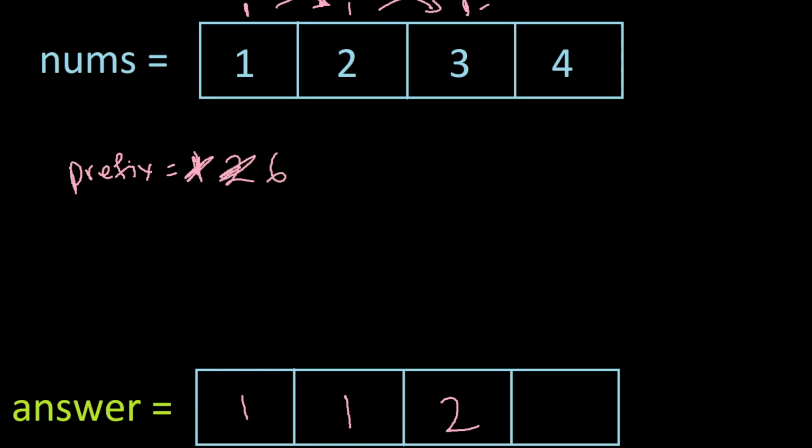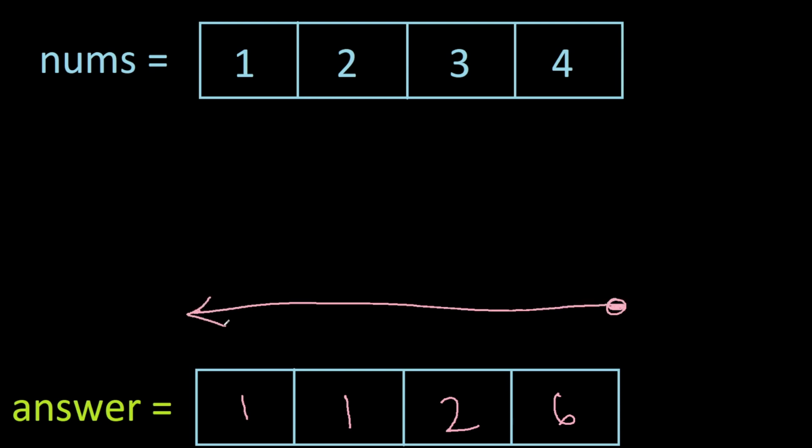And then for the next iteration, when i is currently at 3, which is at this number 4, what we want to do is put 6 into our answer, and we want to update prefix by doing 4 times 6, which is equal to 24. So prefix is equal to 24, but we don't do anything with this number because we've run out of space in our array.